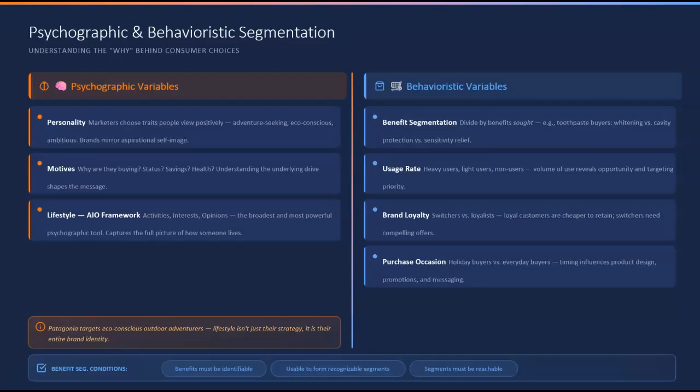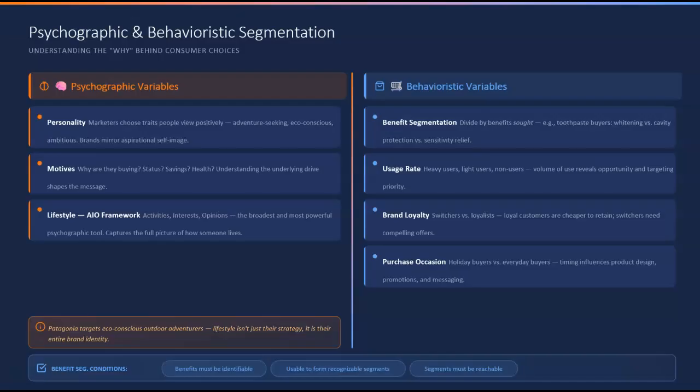Behavioristic variables. Benefit segmentation divides by benefits sought. So toothpaste buyers, do they want whitening or cavity protection or sensitivity help? Usage rate: heavy users, light users, non-users. Volume of use reveals opportunity and targeting priority. Brand loyalty: switchers versus loyalists. Loyal customers are cheaper to retain. Switchers need compelling offers. And then purchase occasion, holiday buyers versus everyday buyers. Timing influences product design, promotions, and messaging. If you walk into Walmart before a holiday, you know that they're already advertising for the upcoming holiday.